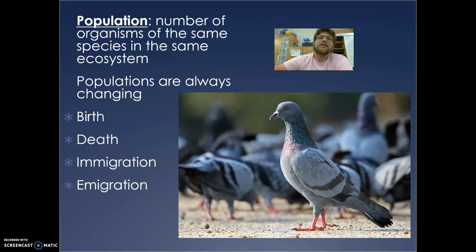Okay, so a population is the number of organisms of the same species in the same ecosystem. So I have this beautiful picture of the much loved pigeon that frequents our campus, that calls Clovis East home. So a population of pigeons, these are rock pigeons or feral pigeons, is just for one ecosystem. So just the rock pigeons at Clovis East ecosystem. That's it. I'm not going to go count the rest of pigeons in Clovis. I'm just going to focus on Clovis East pigeons.